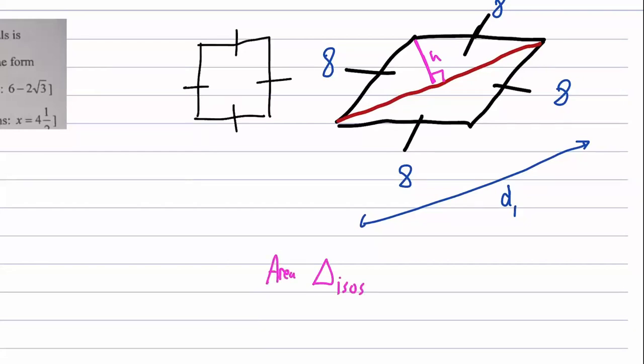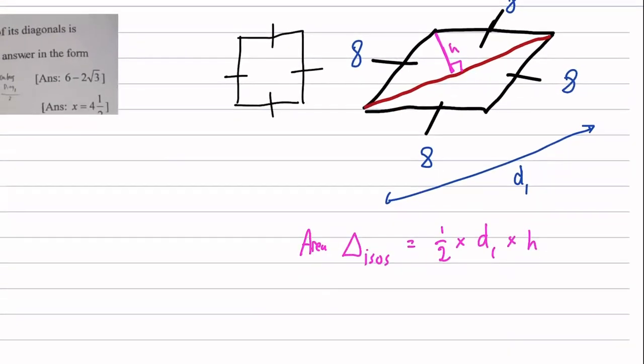Area of isosceles triangle. It will be half times base D1 times height. Correct? Okay, good. But the rhombus is really just made up of these two isosceles triangles that are congruent. They are the same. You can prove that it's congruent. I'm not going to do it here. It's just SSS. You can see, right? They are the same. So you can just find the area of a rhombus by multiplying by 2.